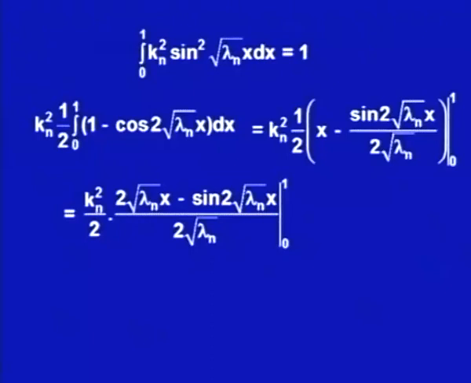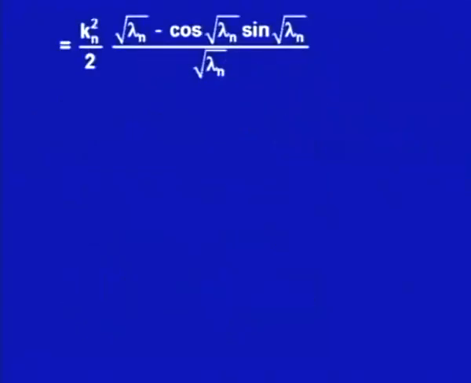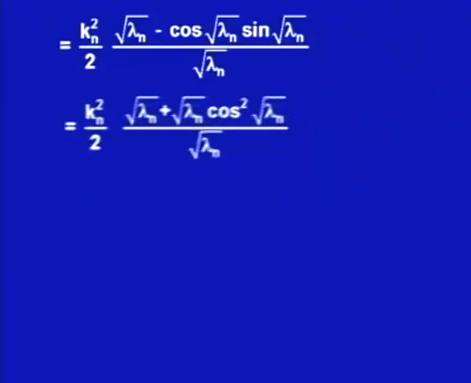Now, 2 we are taking common, and when we are putting the value 1, we are getting kn²/2 [1 − cos √λn sin √λn/√λn], because sin 2√λn we are writing as 2 sin √λn cos √λn. At x equal to 0, because sin is 0 and x at 0 is 0, we are getting 0 there. Now, this thing we can write as kn²/2 into (λn + √λn cos²√λn)/λn.